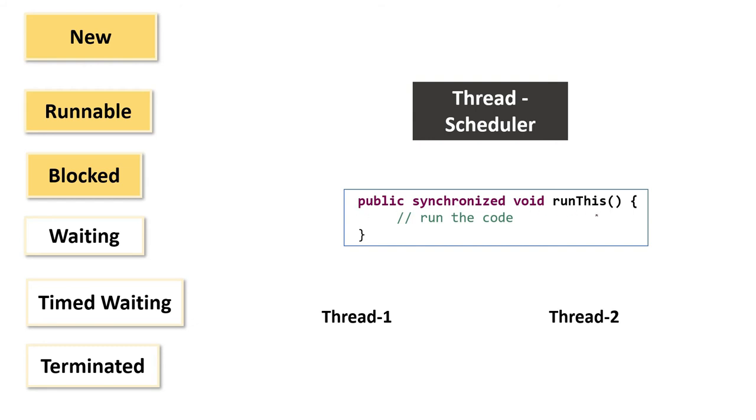Public synchronized void run. So suppose thread 1 just started executing this. At that time, as it is synchronized, it will acquire the lock, which means no other thread can enter. So if thread 2 tries to run this, it has to wait, because thread 1 has to first finish all the work defined inside this synchronized method. So as thread 2 is waiting, that is known as the blocked state.